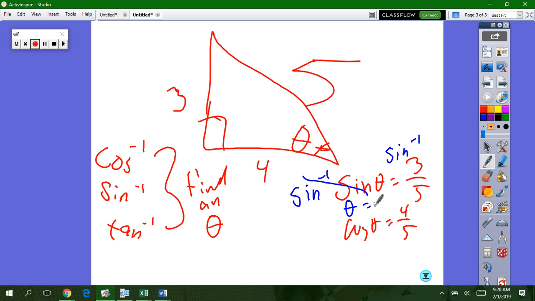36.87? Okay. Notice there's only one cosine that gives us 4/5. I'll have you take the arc cosine and do the same thing because we're standing at the same spot, right? Arc cosine of 4/5. So once again, these help us find an angle.